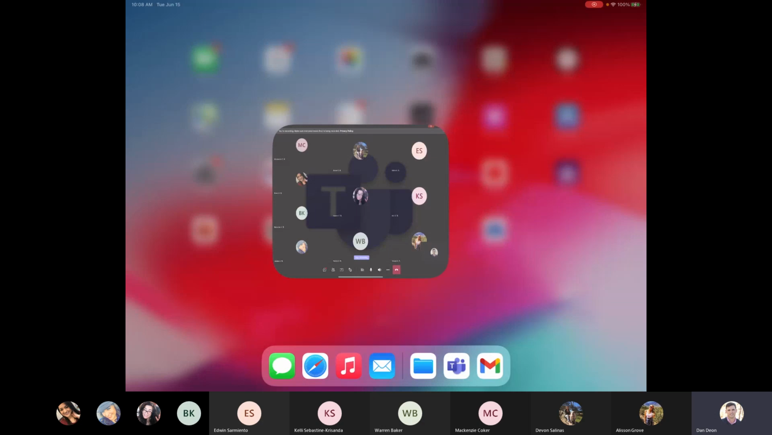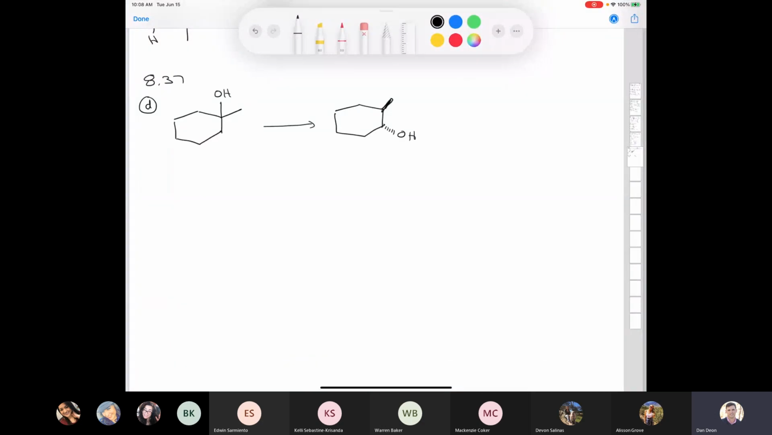Okay, we left off at question 8.37D. We're starting here with a tertiary alcohol, and we want to make this alcohol here where the hydroxyl is going down and the methyl group is pointing up. Well, in terms of retrosynthesis, we use a retrosynthesis arrow. That's what this arrow is. It means retrosynthesis.